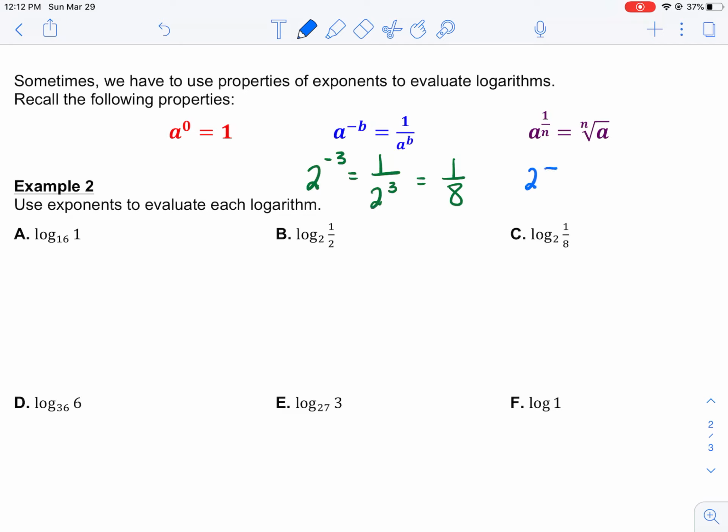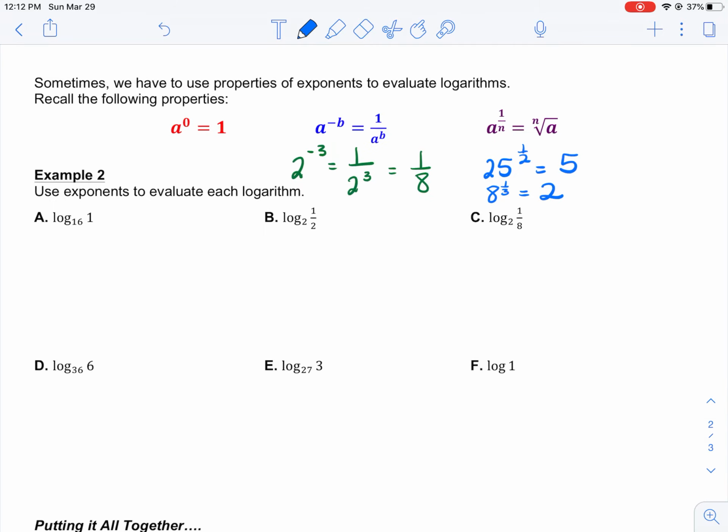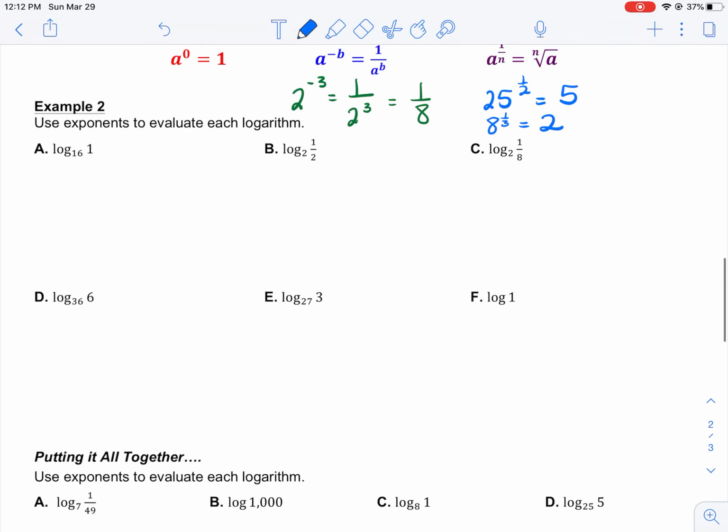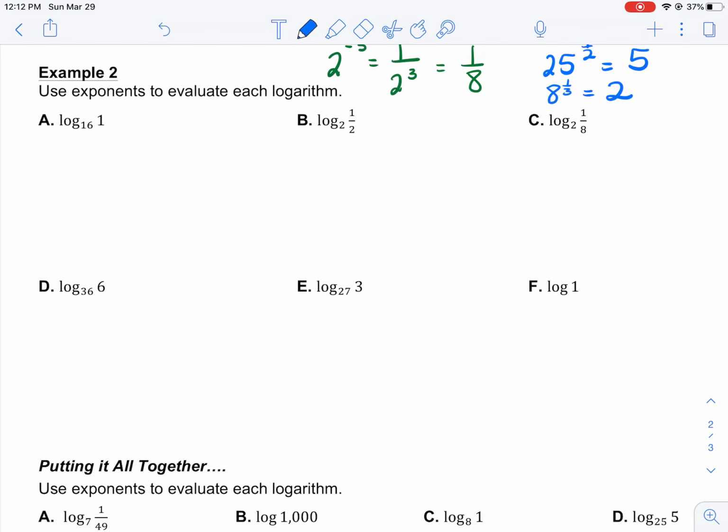Okay, so 25 to the 1/2, remember, equals the square root of 25, which is 5. Similarly, if you had something like 8 to the 1/3, that would be the cube root of 8, which is 2. Okay? All right, so let's look at some level 2 problems here. We're still evaluating logs. We're still going to do the same setup here.